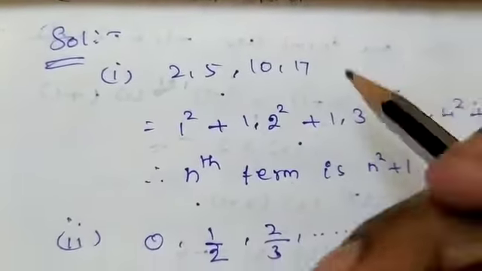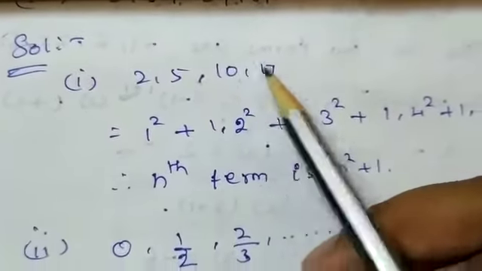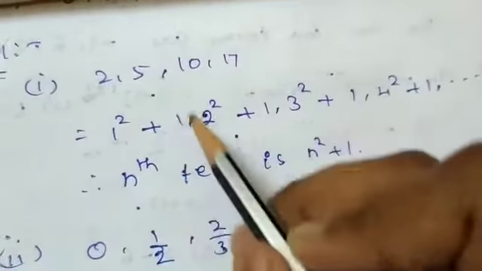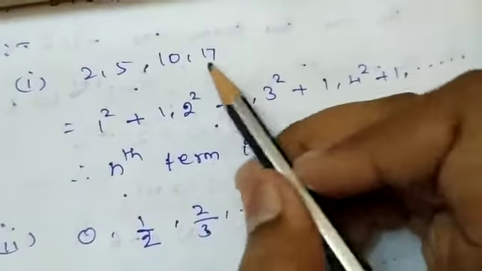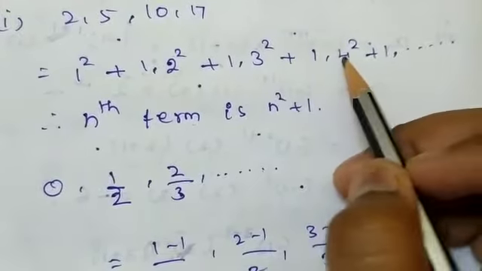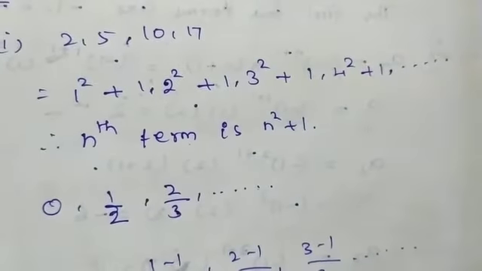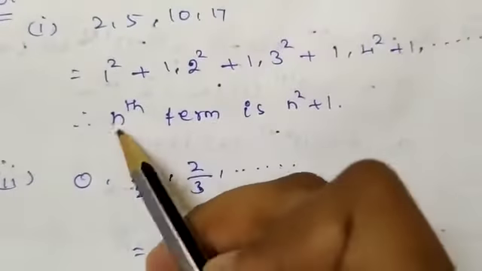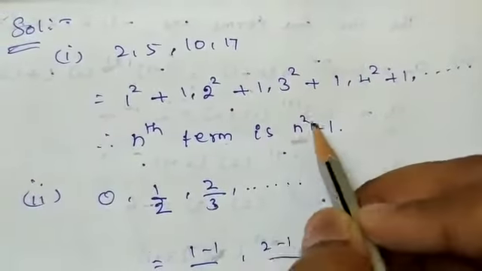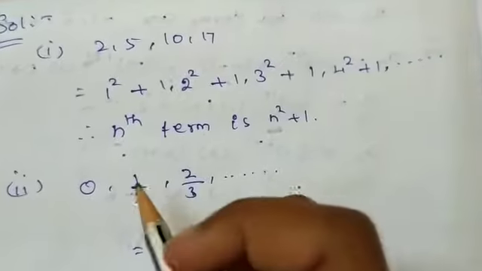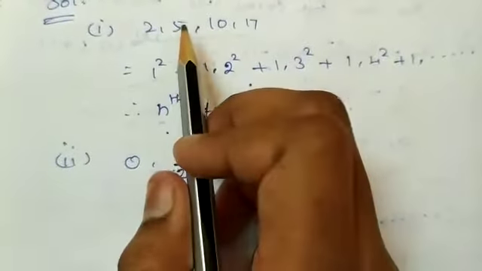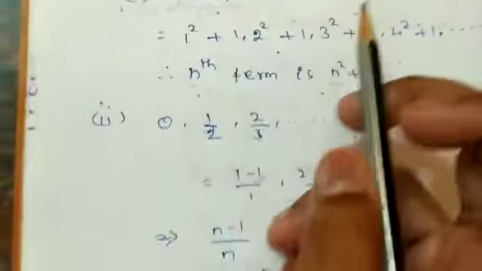So the first part solution. First part is given 2, 5, 10, 17. That is, 2 is nothing but 1 square plus 1, 5 is nothing but 2 square plus 1, 10 is nothing but 3 square plus 1 and 17 is nothing but 4 square plus 1 till infinity. It will continue. Therefore, the nth term is n square plus 1. In the place of n, we will put 1, 2, 3 till infinity. So, we can find the general form of this sequence.